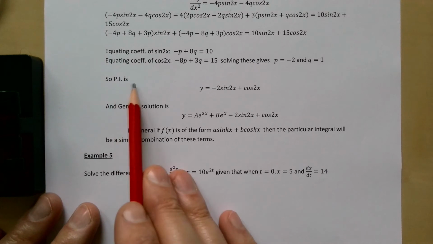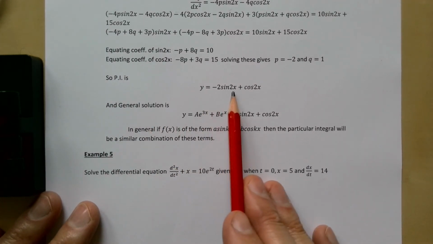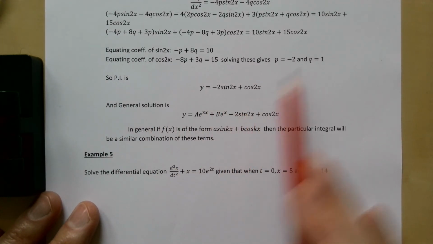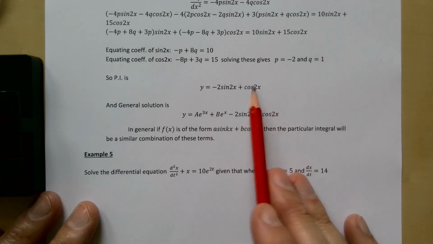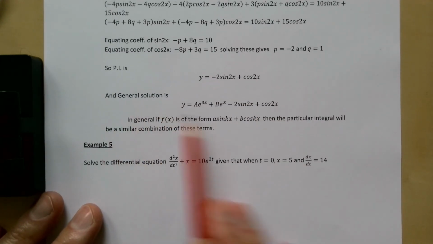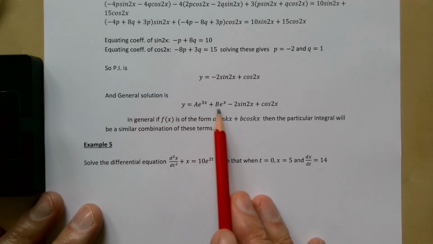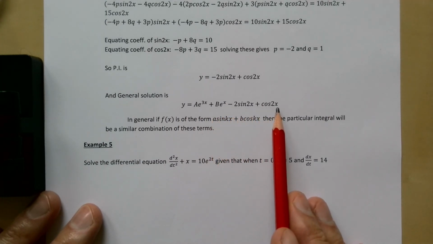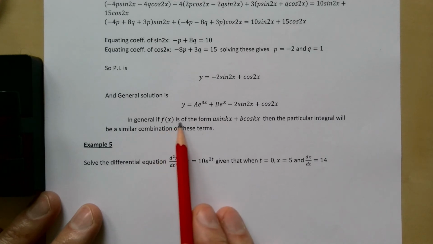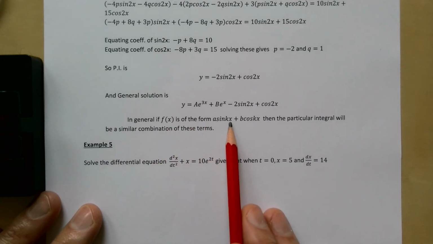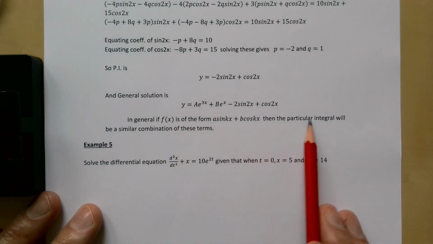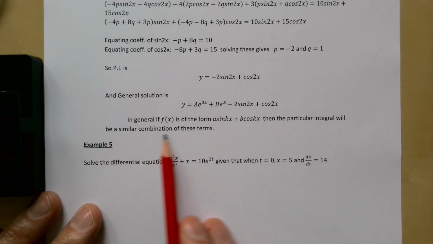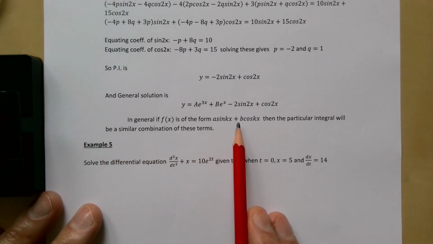So the particular integral is y equals minus 2 sine 2x plus cos 2x, obviously getting from our minus 2 here and our 1 here, and our general solution then is y equals a e to the 3x plus b e to the x minus 2 sine 2x plus cos 2x. In general, if f of x is of the form a sine kx plus b cos kx, then the particular integral will be a similar combination of these terms.